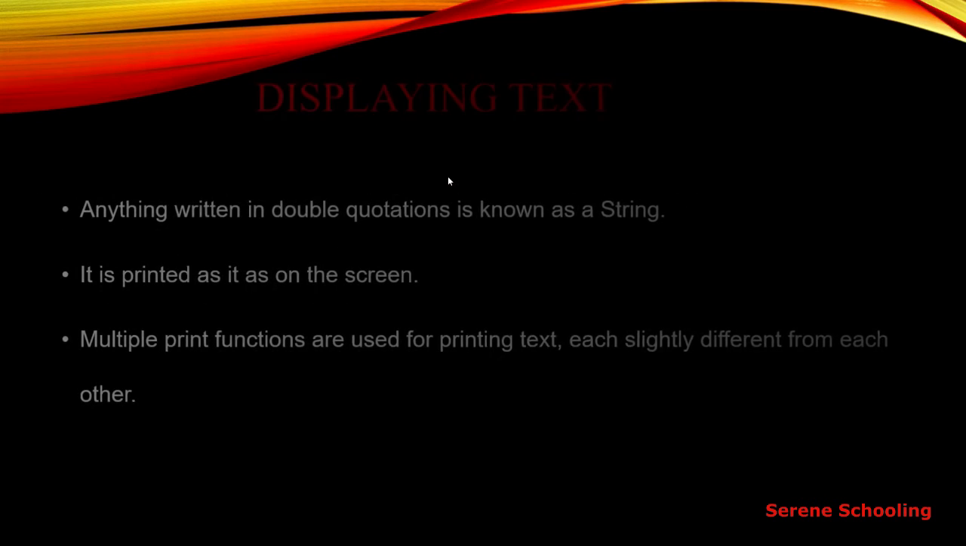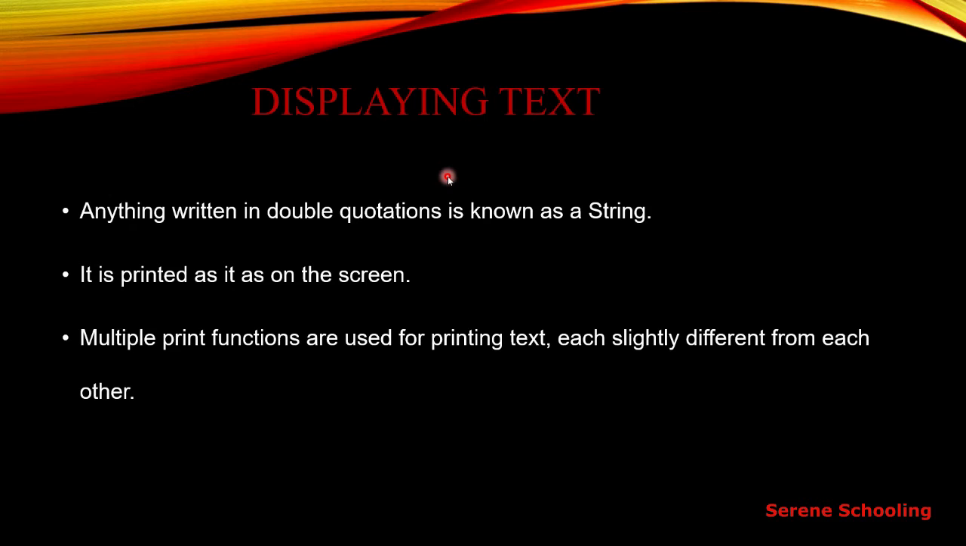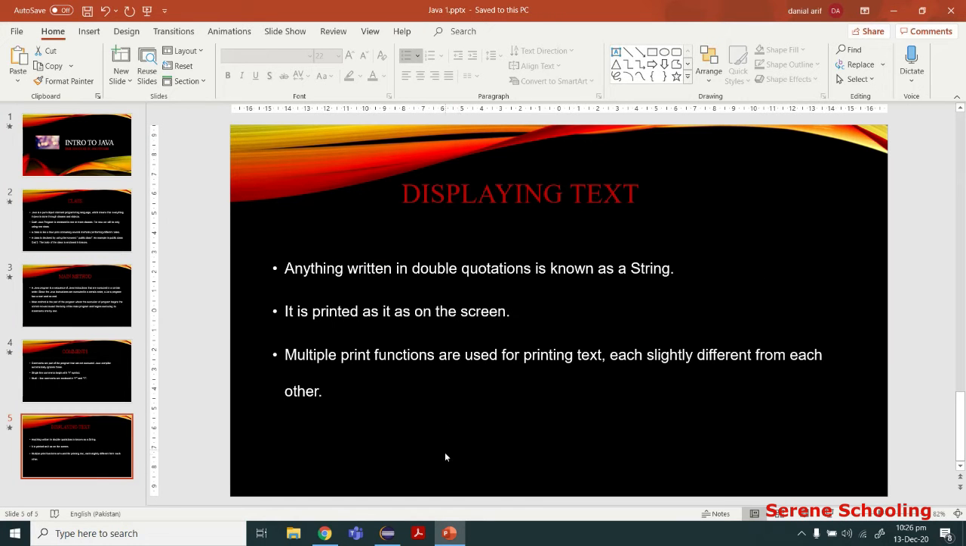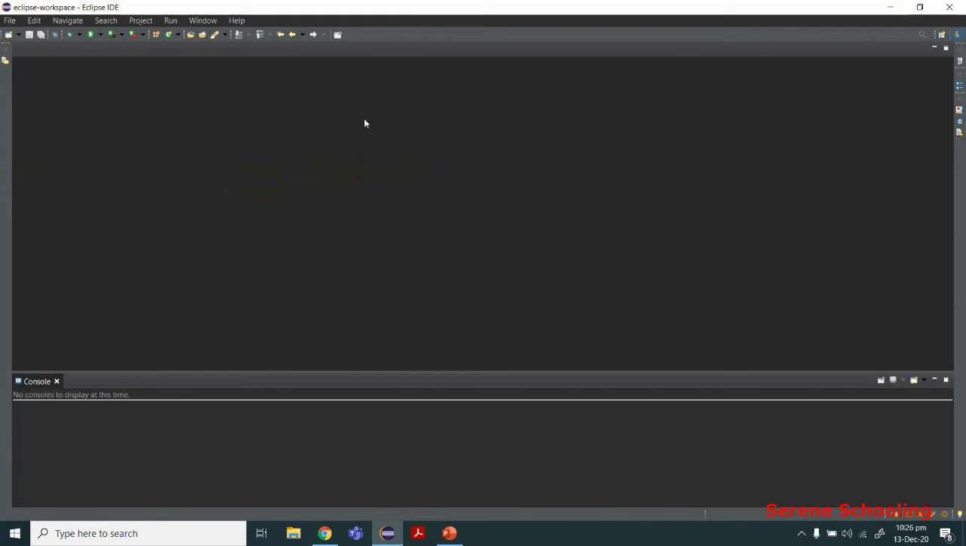Moving on, we have displaying text. Java allows multiple print functions which are used to print or display text to the screen. As you know, displaying is referred to as printing in programming. Anything written in double quotations is known as a string, and it is like a collection of text. Strings are printed as they are on the screen. So that's dealt with. Now we'll move to the program part, like how we design a program.